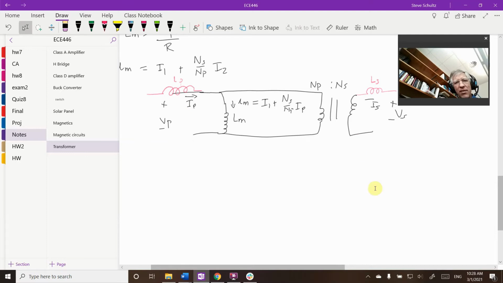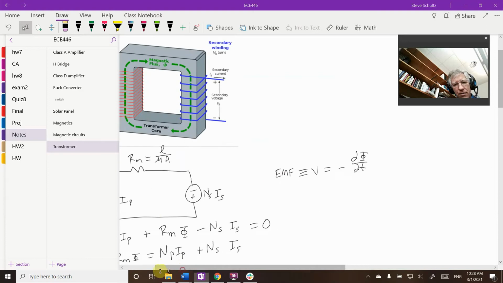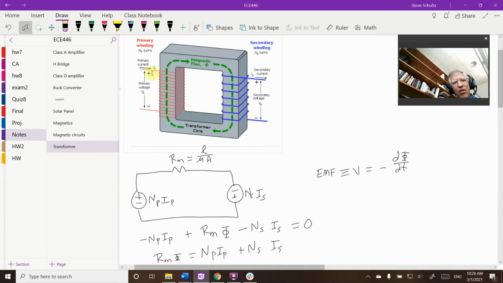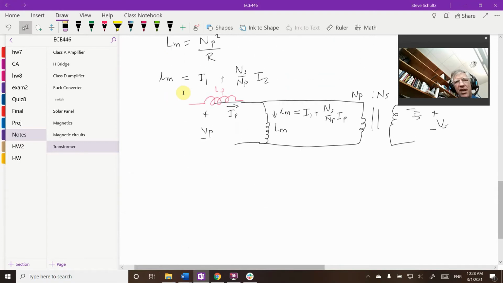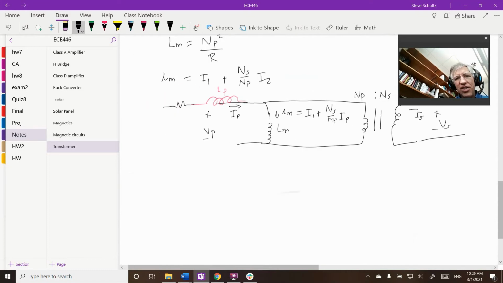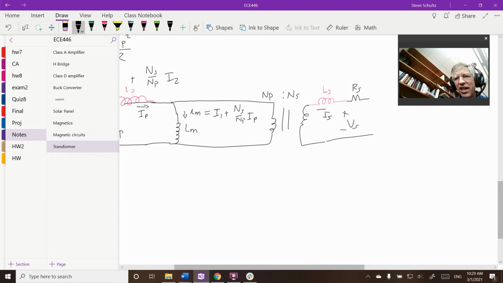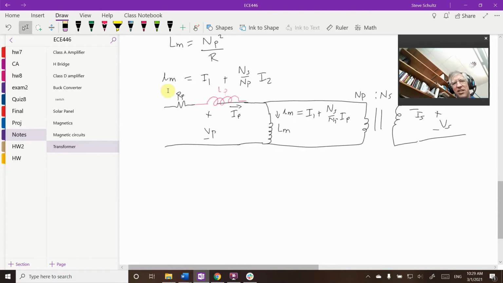Now the next thing that we have to do is look at resistive losses. If I go up to my picture right here, we have a winding right here and a winding right there. Well, these are real wires, so they're going to have some series resistance. So I'm going to add on a series resistor over here and a series resistor over here, and those are going to be the resistance. We're going to call this our primary, and this our secondary. These resistances are caused by the resistance of the wire windings.